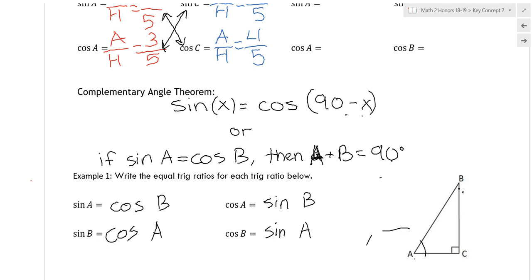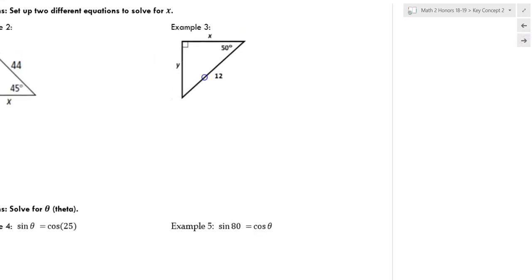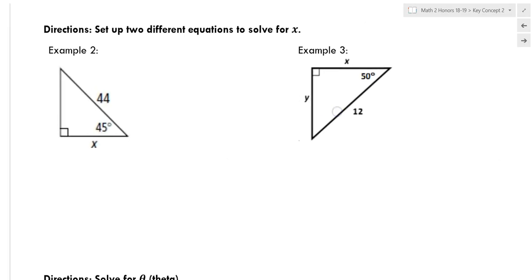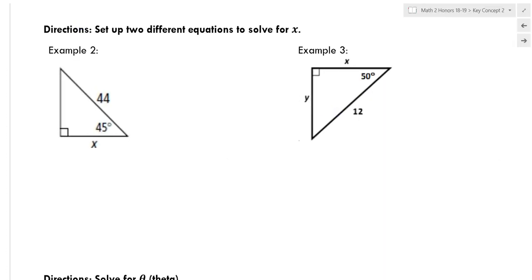Let's look at some of the ways we are going to use these problems on our next page. For our first one, we want to set up two different equations to solve for x. The first one I'm going to do is, I have this 45-degree angle, and I'm going to label my sides.